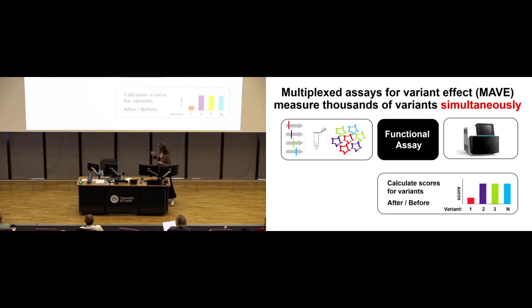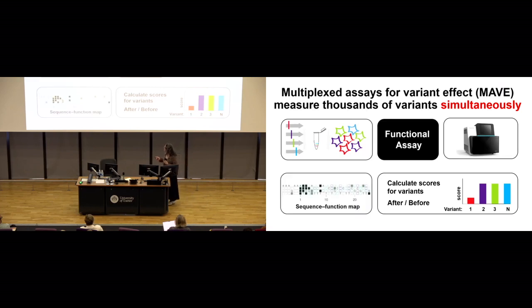And then we calculate scores for all of the variants in the assay simultaneously. Most of the time it's some derivation of a frequency of the variant after the selection versus before. And then we map those to the sequence, so every nucleotide change will have some outcome. And these are what we call variant sequence function maps, and I'll show you more of those today.